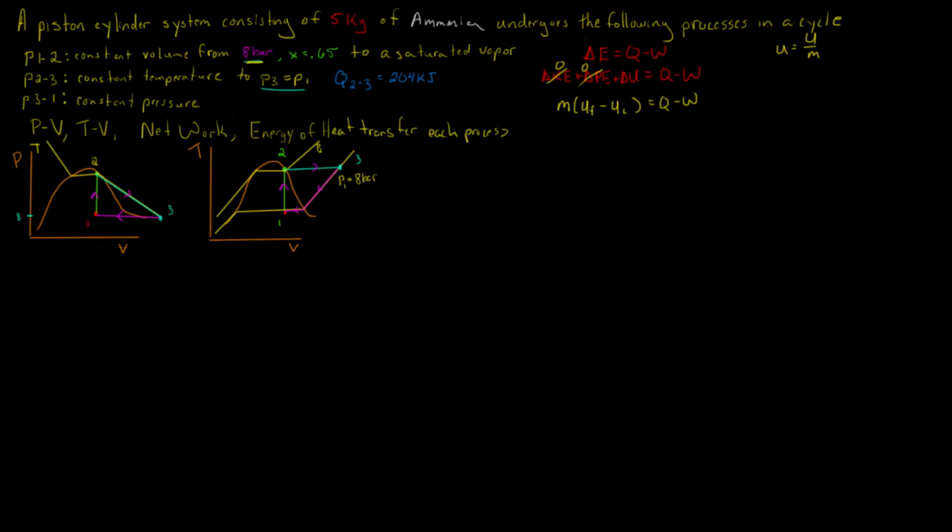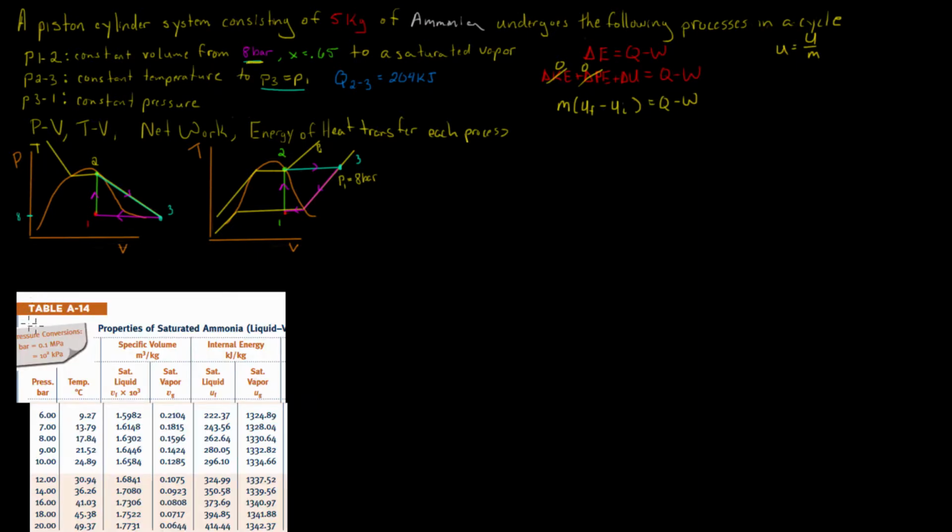So what do we have? Well, for each of these states, we're going to have to figure out what our internal energy is. And since we multiplied it by m, this is what the thermodynamic tables will give us. Now, we're going to have to look at the ammonia table, and at state 1, we're told that it's at a pressure of 8 bar. So we go to our pressure table. In my book, it's table A14, and this is sorted by pressure and has the properties of saturated ammonia.